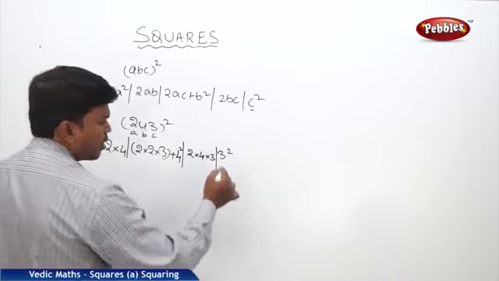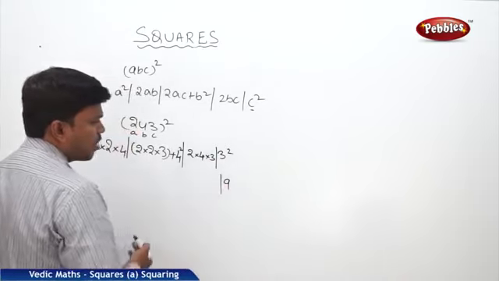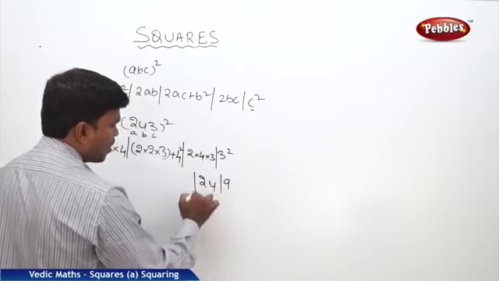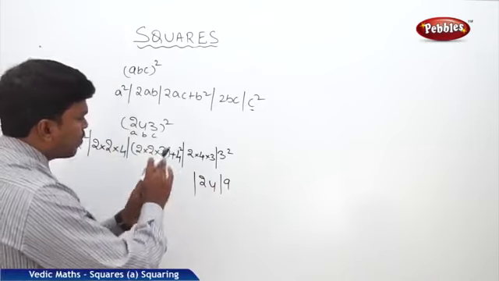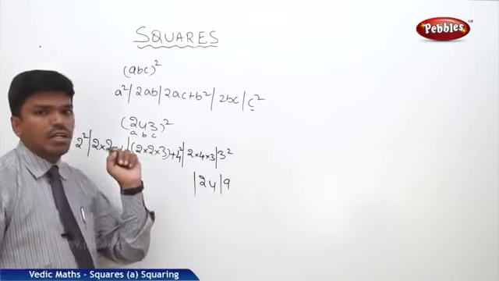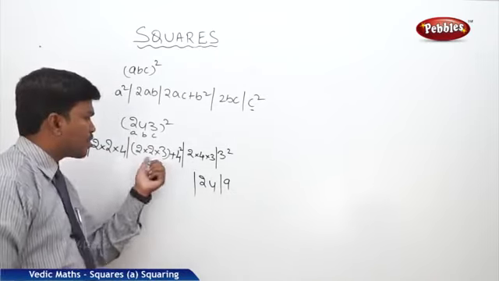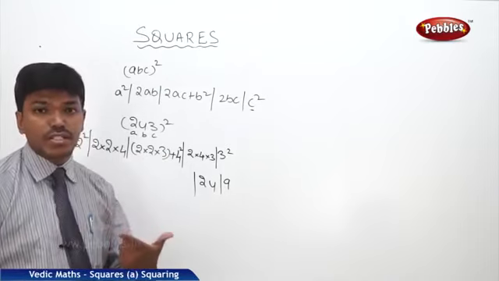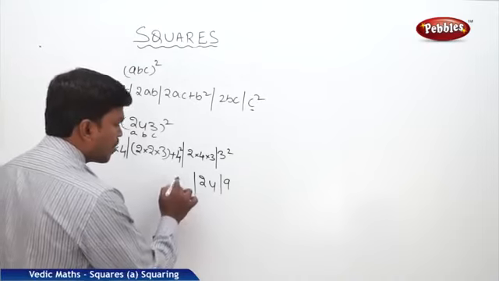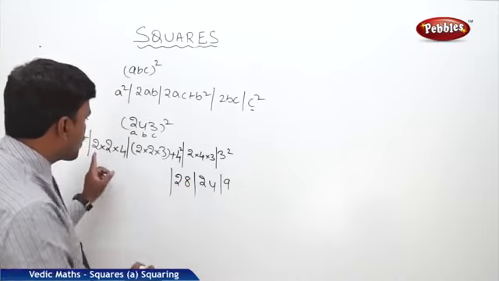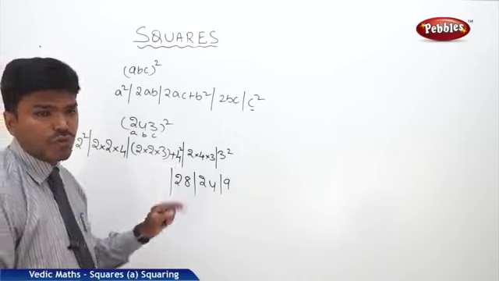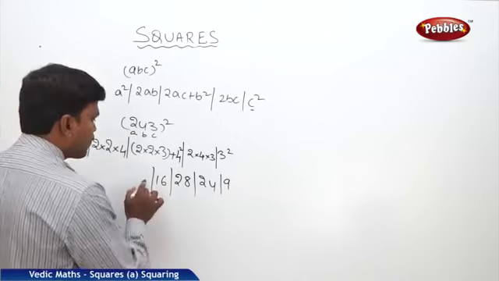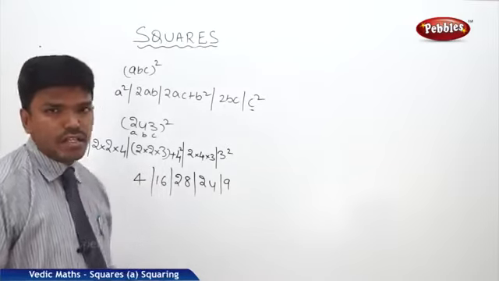Start from the right side. 3 square is 9. 2 into 4 into 3. 2 4s are 8. 8 3s are 24. 2 into 2 into 3 plus 4 square. First solve the calculation within the brackets. 2 2s are 4. 4 3s are 12. 12 plus 4 square is how much? 16. So 12 plus 16, 28. Next 2 into 2 into 4. 2 2s are 4. 4 4s are 16. Next 2 square, 4. Now you need to balance the answer.